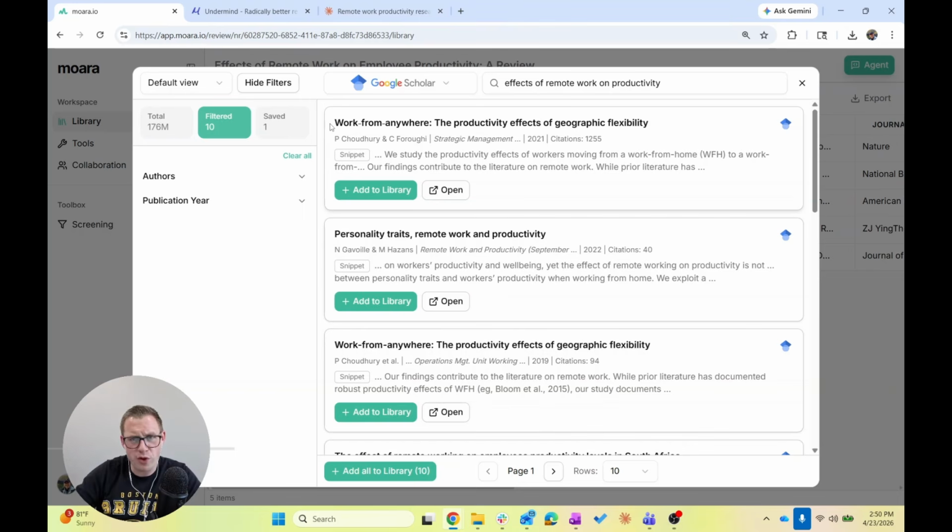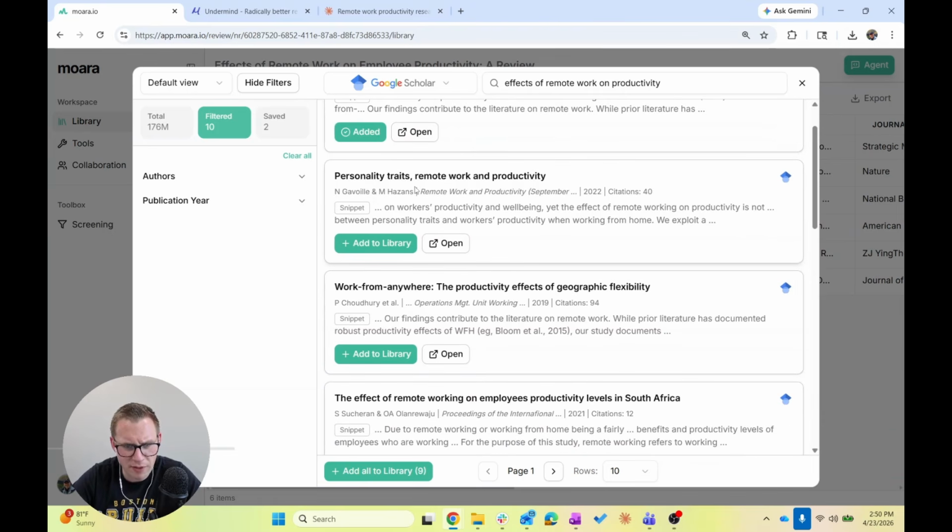If I'm doing a huge review, I want some papers that sort of adjacently cover my topic. For client work, that's usually on a deadline, I am going to pick studies whose primary focus is this topic. So, work from anywhere, productivity effects of geographic flexibility. It's 2021. Lots of citations. I'm going to go ahead and add that.